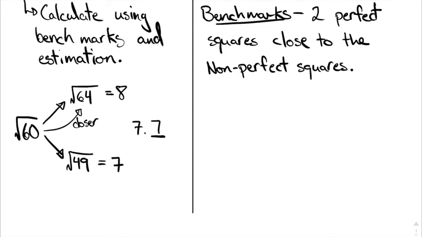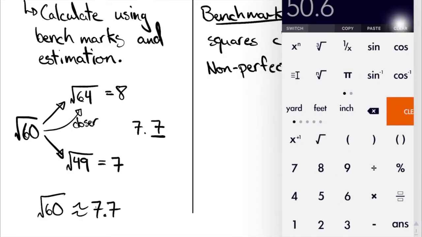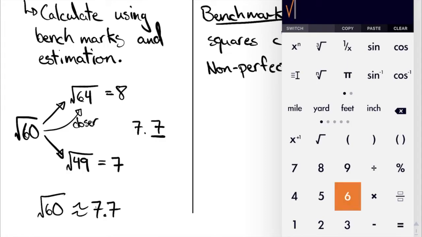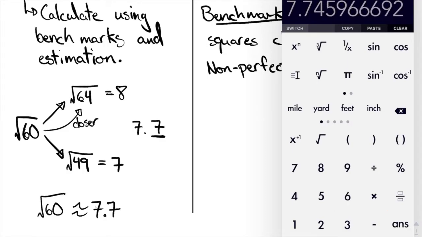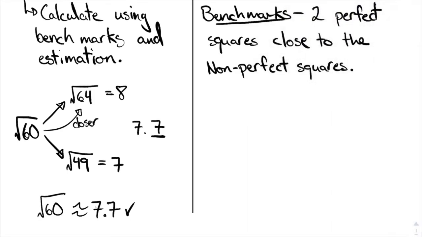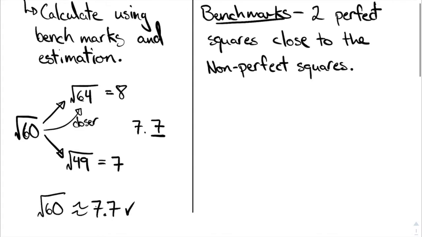Now I'm going to estimate it as 7.7. I've done these quite often, so I've gotten a pretty good handle of what a good estimation would be. And if I check it with a calculator and plug in the square root of 60, I find out that it is 7.7. So my benchmarking was pretty good, and my estimation was even better. Awesome. So let's check another one.